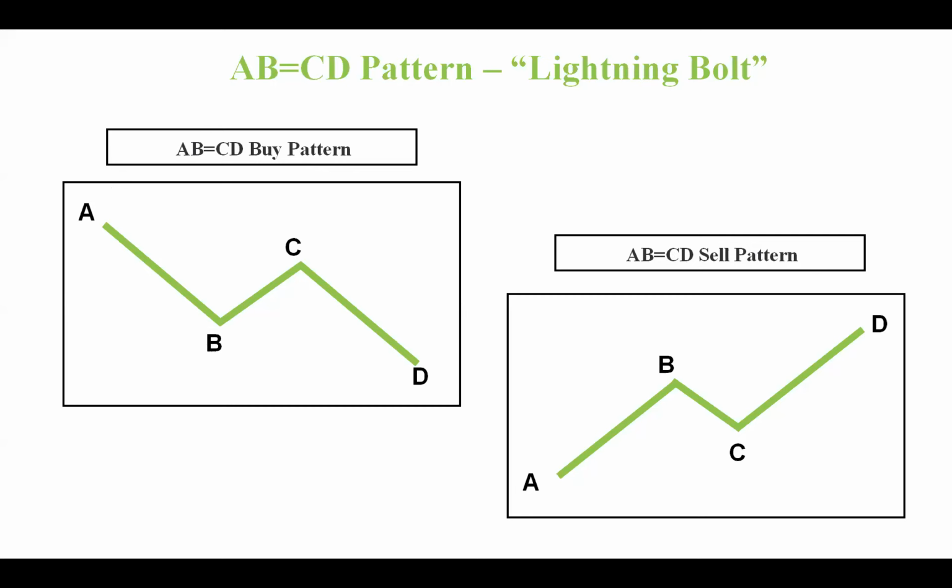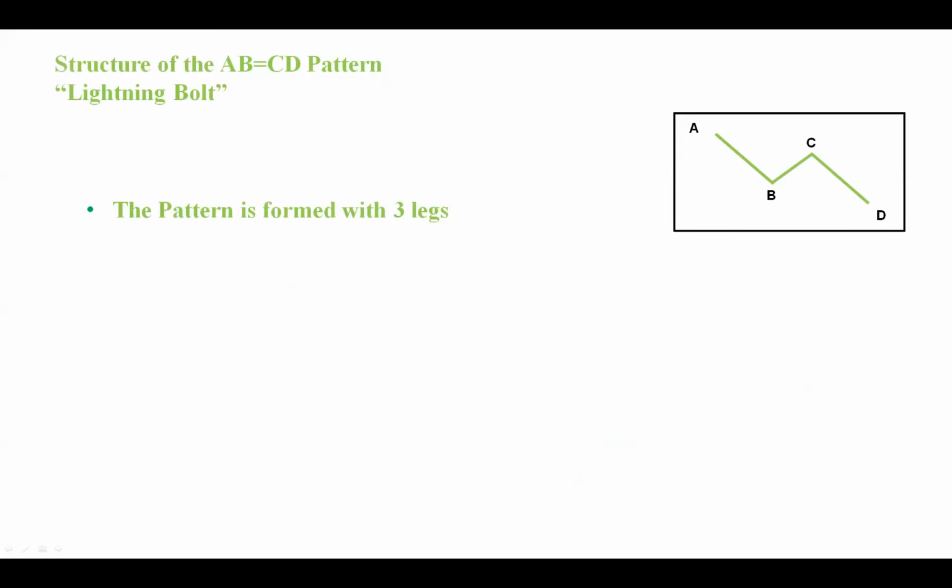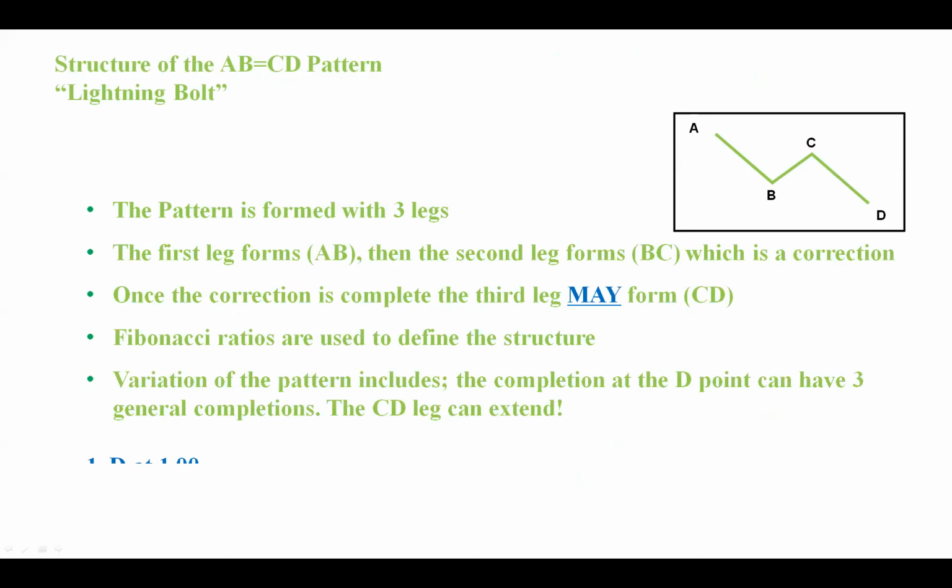Now let's get into just a little bit more detail with this. This pattern forms with three legs. AB is the first leg, the BC is the retracement leg, and then the final leg is the CD. We can use Fibonacci ratios, and I will show you the ones that I use with this structure. There are some variations to this CD leg.